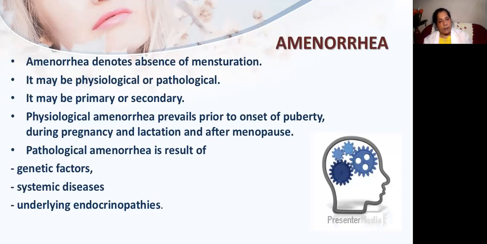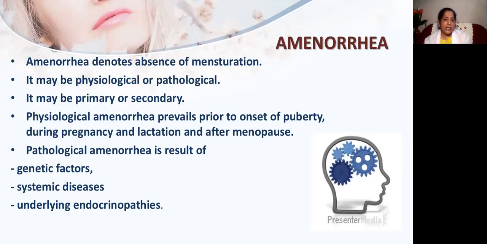So that was about precocious puberty. Now another condition known as amenorrhea. Amenorrhea denotes absence of menstruation. It could be physiological or pathological. It could be primary or secondary.